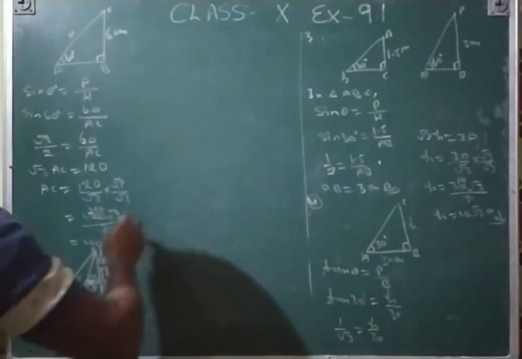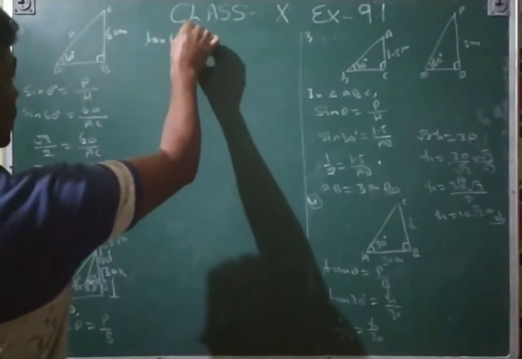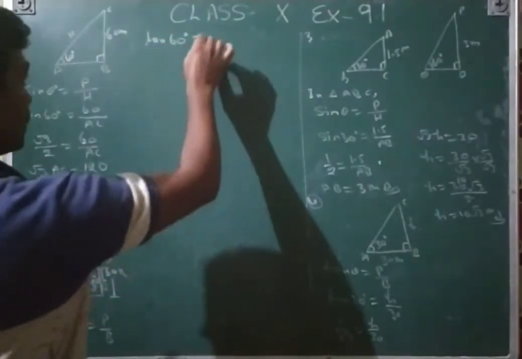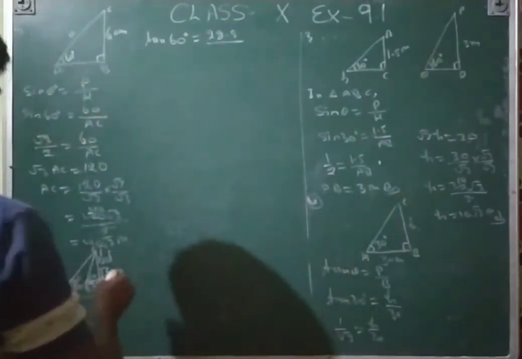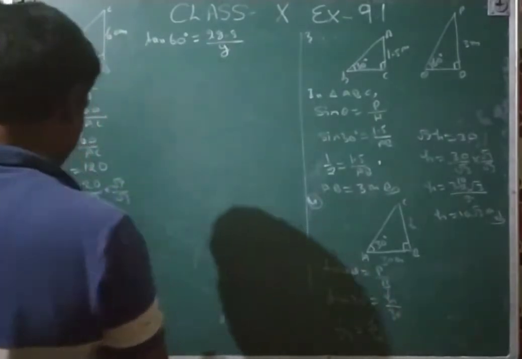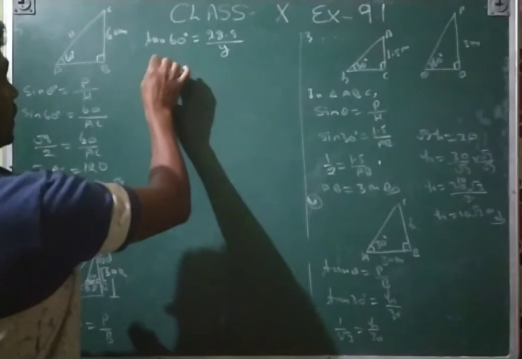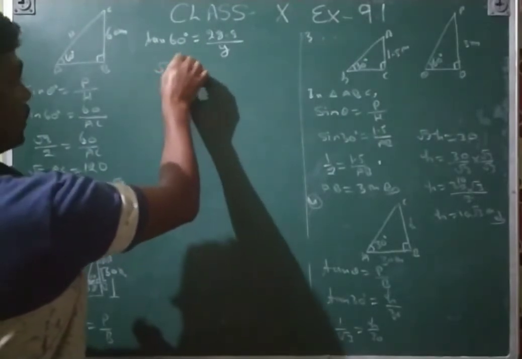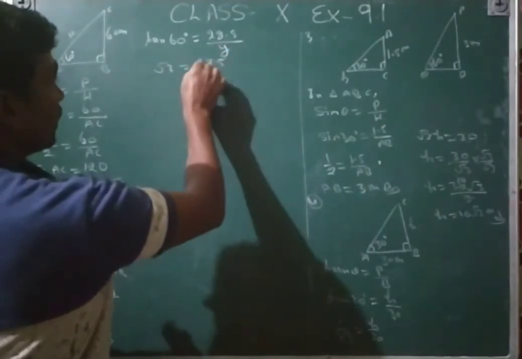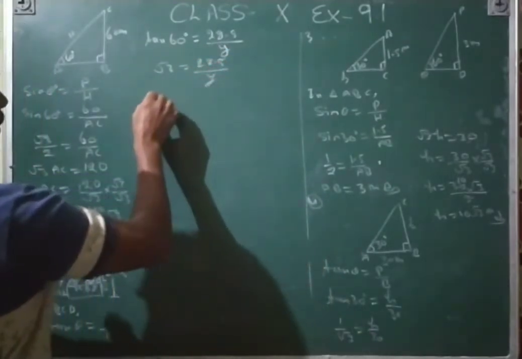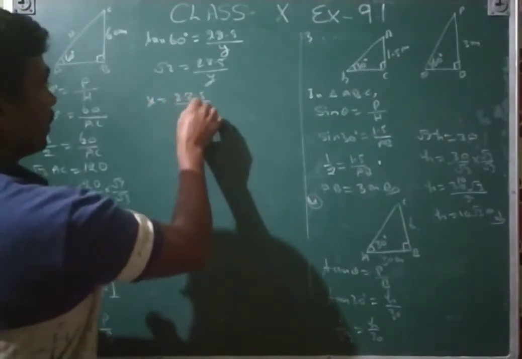So tan 60 degrees is equal to perpendicular, which is 28.5, upon that is y. This we have supposed. So tan 60 value is root 3, which is equal to 28.5 upon y. So y is equal to 28.5 upon root 3.